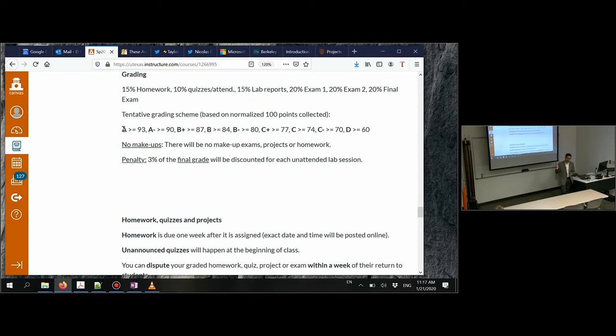And usually I do not change these cutoffs. Whatever you get is what you're going to get at the end of the semester. So you can start calculating your grade and see what you're going to get. But usually, just to give you an idea more or less, I never had less than 30% of an A letter grade. So more or less, statistically, I project that at least 1/3 of you is going to get an A.